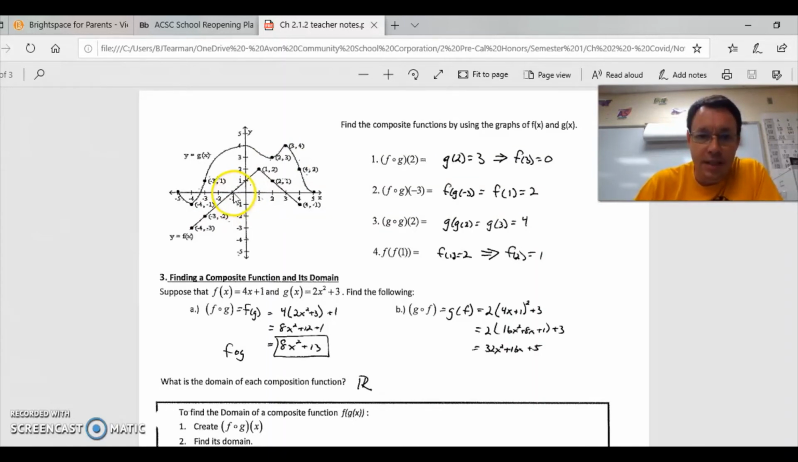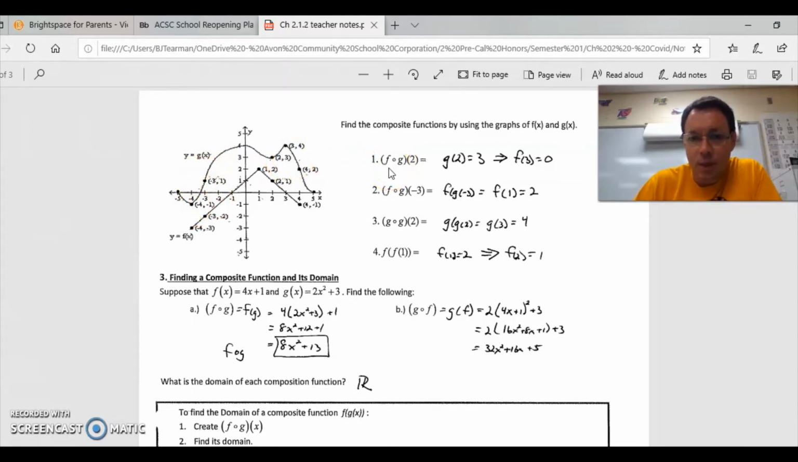Don't ignore the fact that any x-intercept or y-intercept is also a point that you know. They just didn't highlight those. And there's an infinite amount of points right here, but there's just certain ones that they highlighted for us, okay?